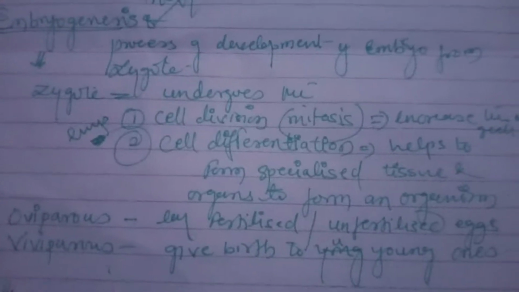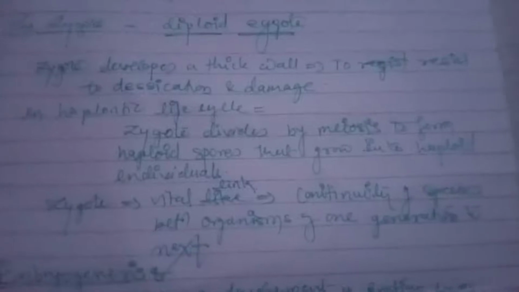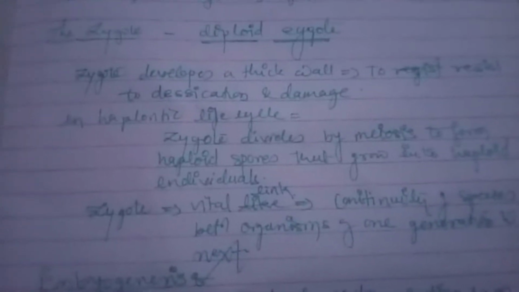One is cell division, another one is cell differentiation. Then we studied post fertilization events. What did we learn in that? What is a zygote?